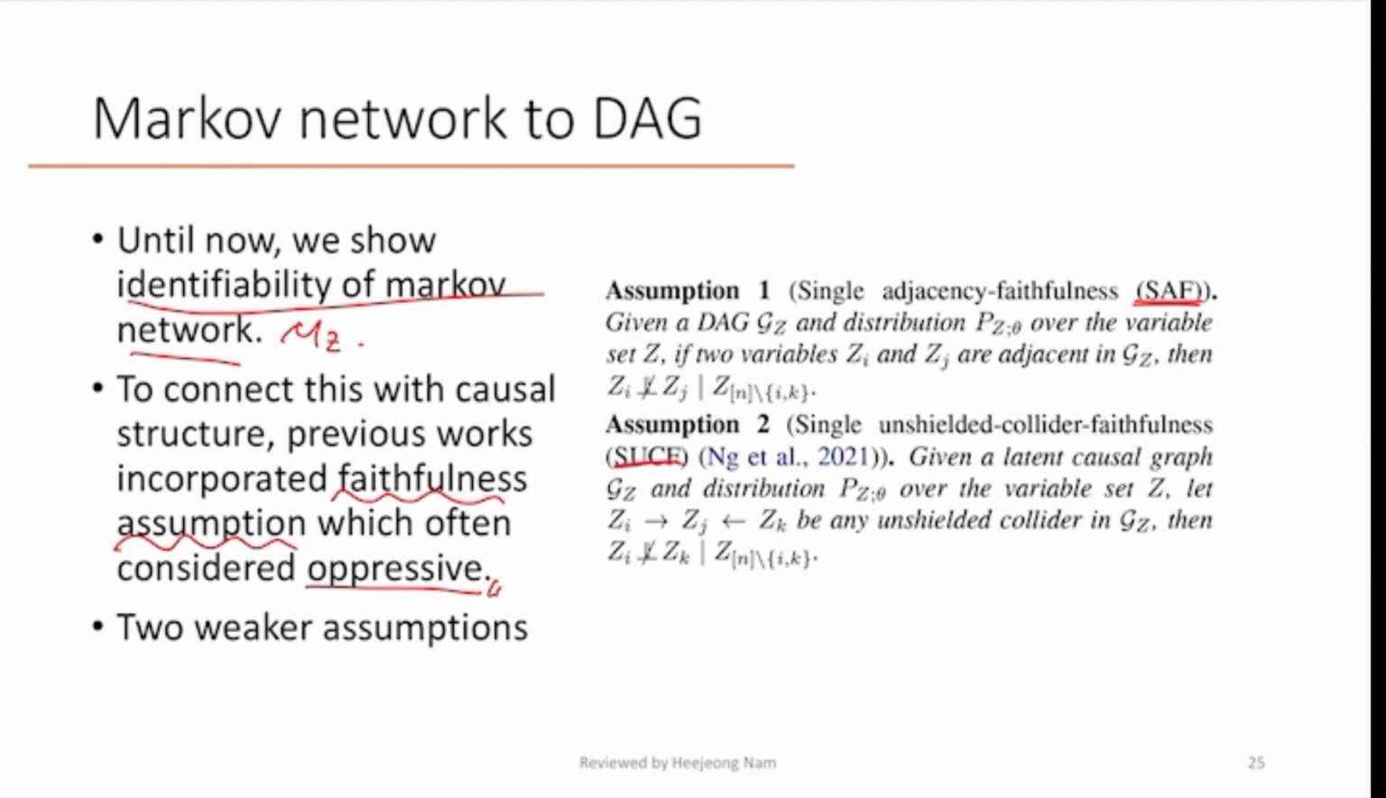The assumption of single adjacency faithfulness is that in the given directed acyclic graph, if Zi and Zj are adjacent in the graph, then Zi and Zj are not conditionally independent given all the other nodes. Probably this is not K but J. And the second one is the single unshielded collider faithfulness assumption. We also assume that there's a latent causal graph G, and if Zj is a collider with parents Zi and Zk, and it is an unshielded collider, then Zi and Zk are not conditionally independent given the other nodes.